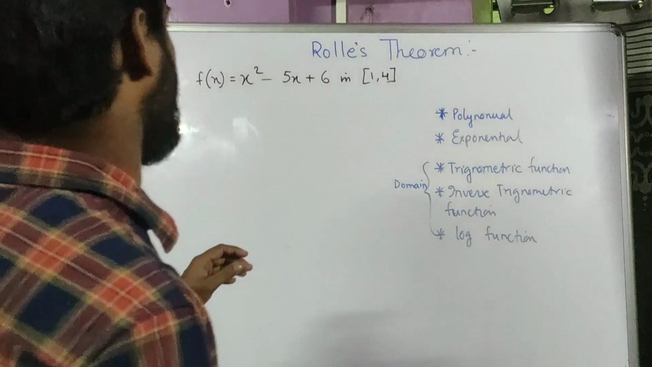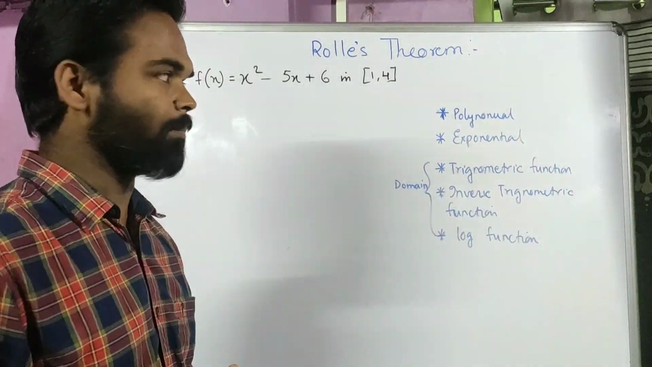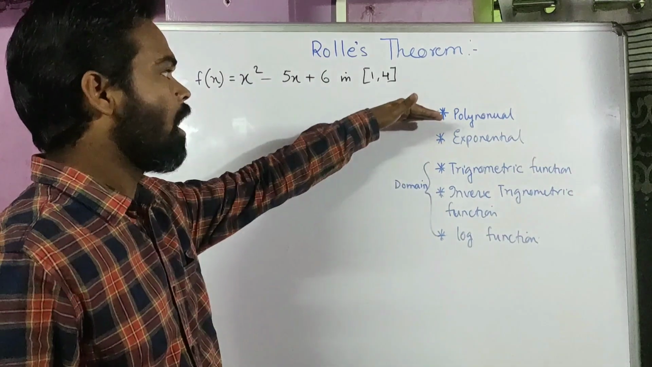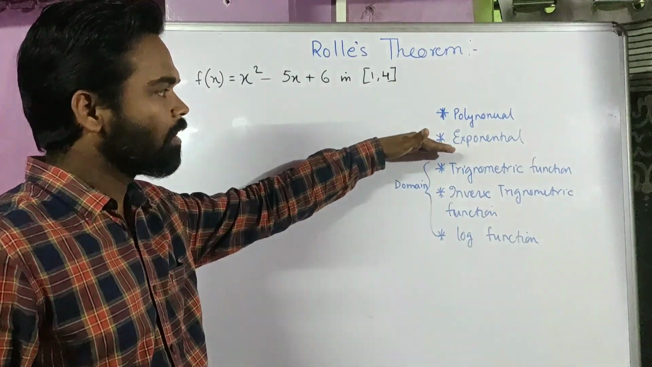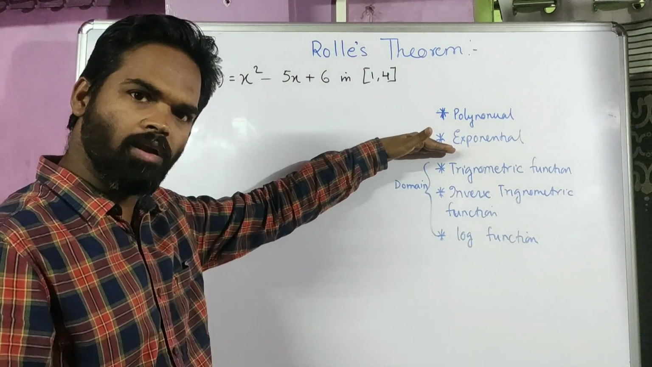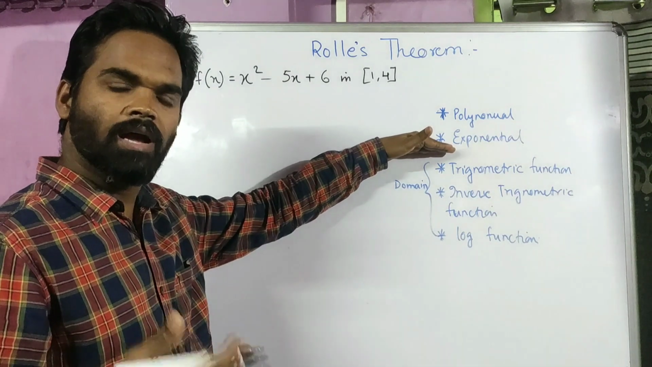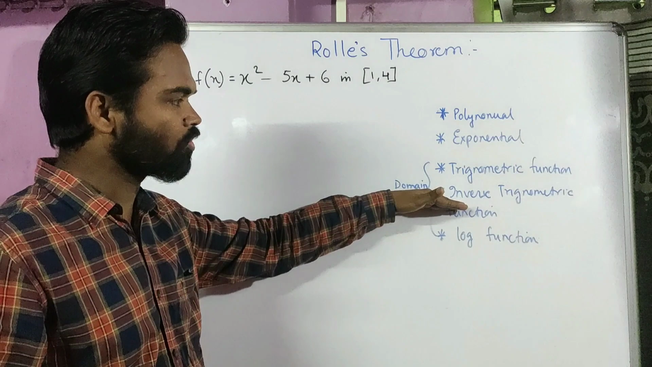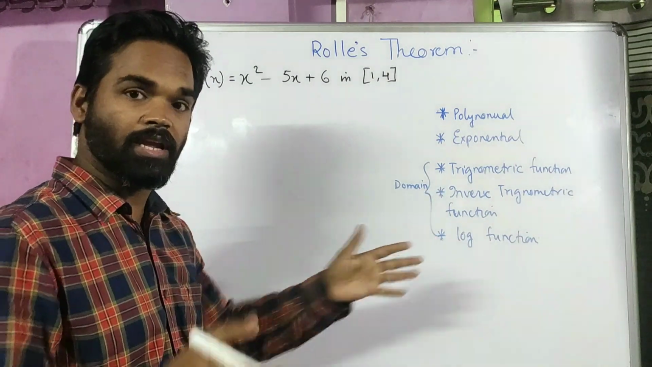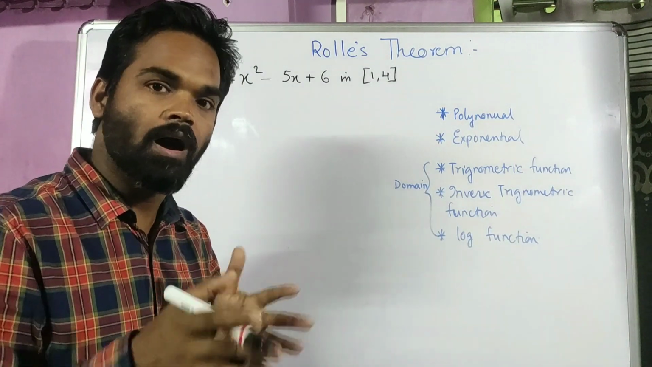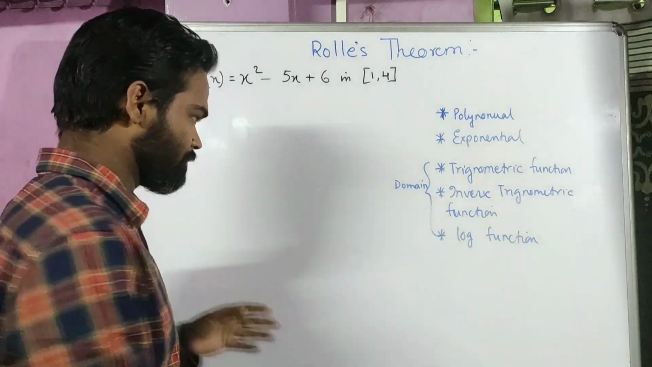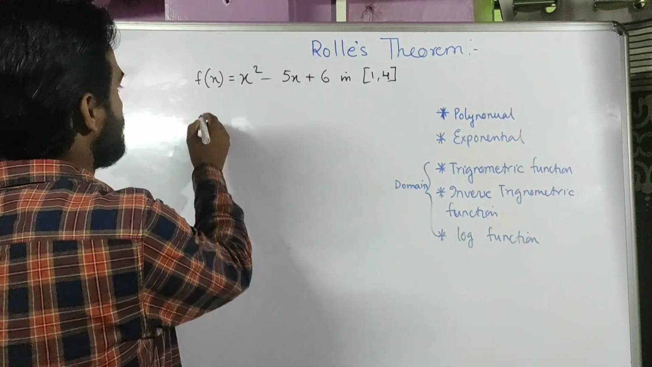Let us take an example. Okay, before going to the sum, a few things we should know beforehand: a polynomial function and an exponential function are always derivable and continuous, and trigonometric functions, inverse trigonometric functions and log functions in their respective domain are differentiable as well as continuous. Now look at this sum.